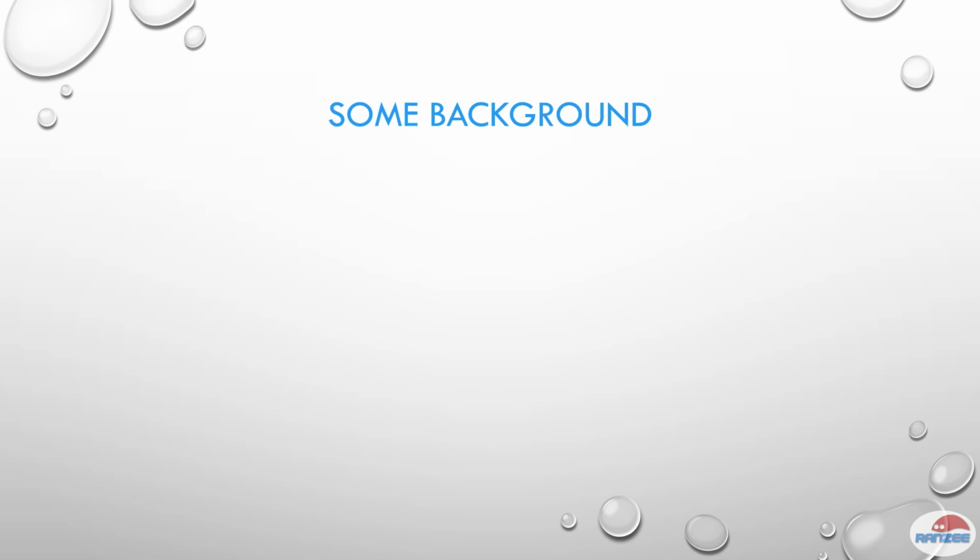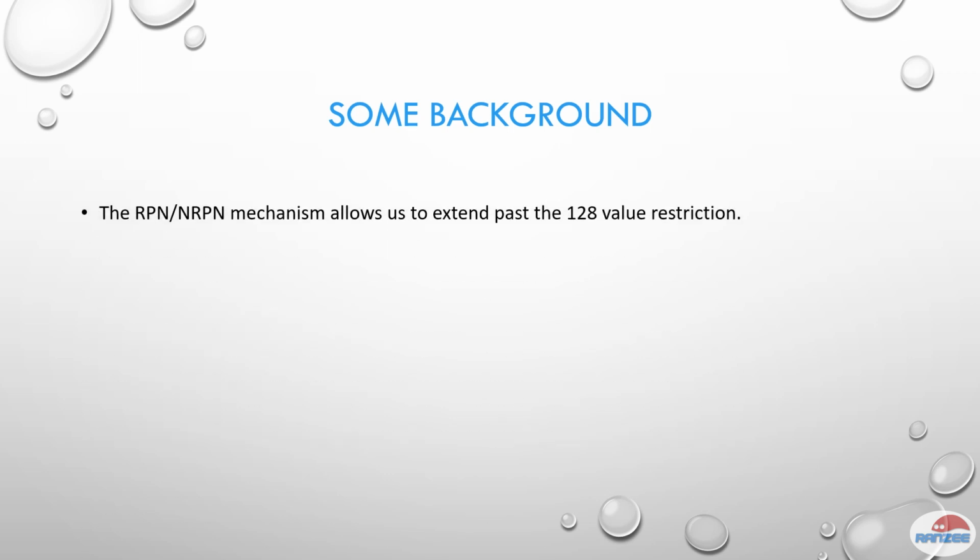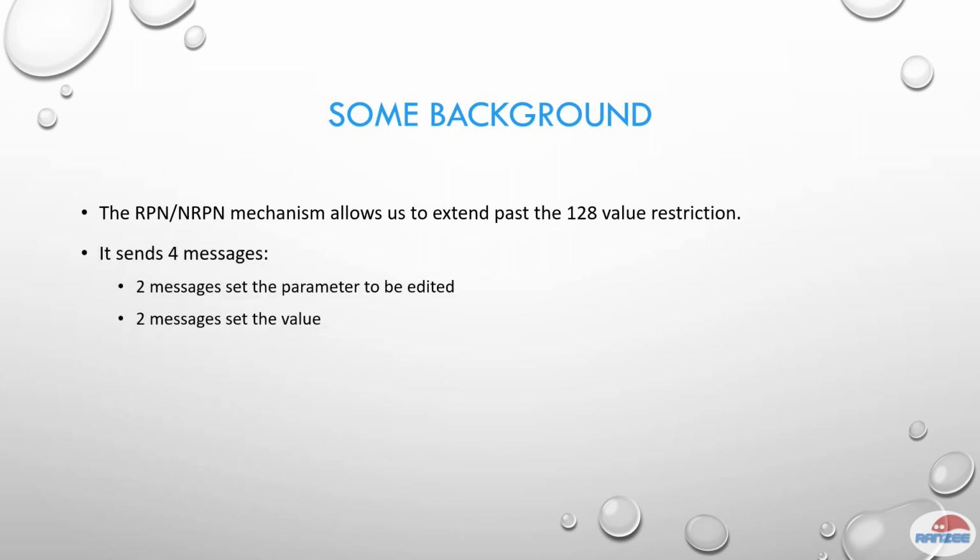Alright, so some background. You may already know about control change messages or continuous controller, MIDI CC. The problem with MIDI CC is it has a 128 value restriction. So the RPN or NRPN mechanism allows us to extend past that value restriction. This is a 14-bit value, and it enables higher resolution. It sends 4 messages: 2 set the parameter to be edited, and 2 set the value.